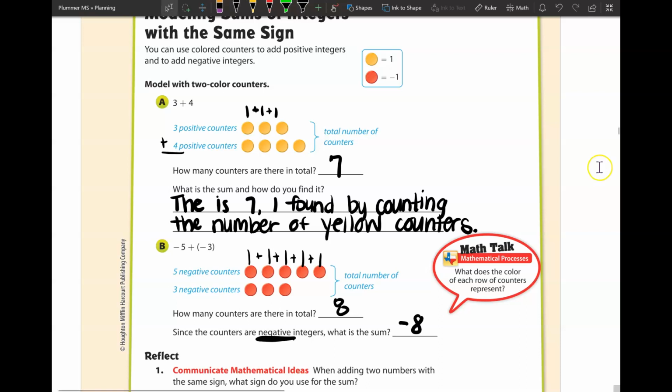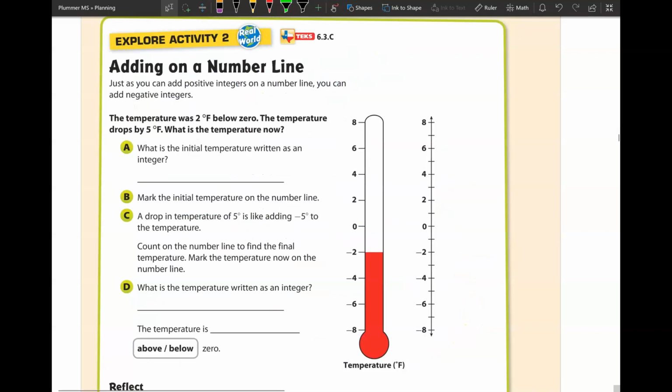What does the color of each row of counters represent? Negative 1. So that negative sign is so important. Negative 8. It is not just 8. It is negative 8. Okay, look at explore activity number 2.